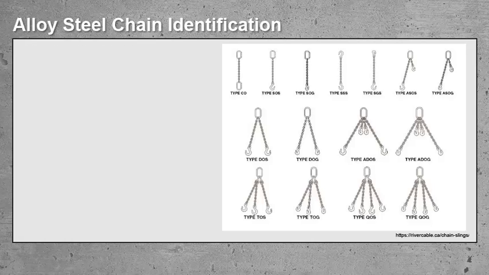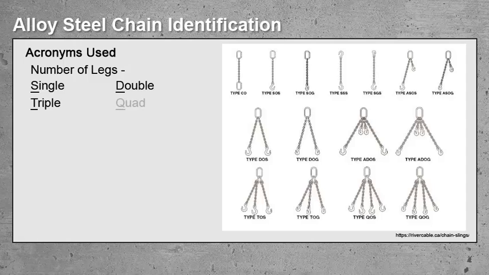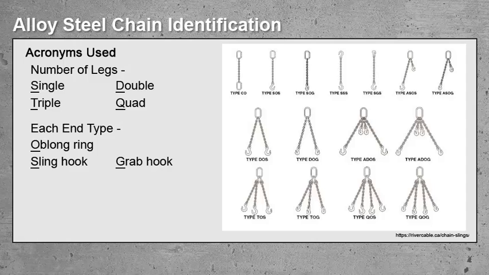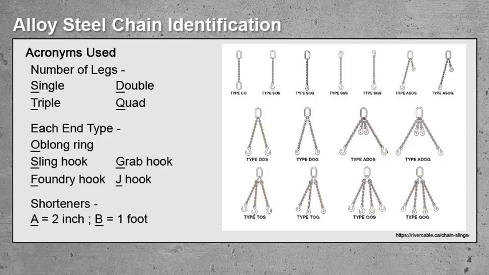Alloy steel chains widely vary in configuration, and you'll see this configuration in an acronym. The first letter will identify the number of legs as single, double, triple, or quad. The second and third letter will identify the first collective ring, and second, the end attachment. The letter will be O for oblong ring, S for sling hook, G for grab hook, F for foundry hook, and J for a J hook. You can also add shorteners, a chain that is not uniform to the leg. You will see A for a 2-inch shortener and B for a 1-foot shortener.